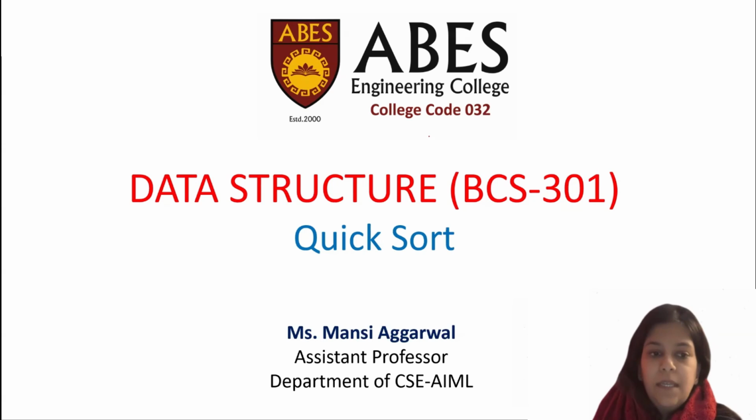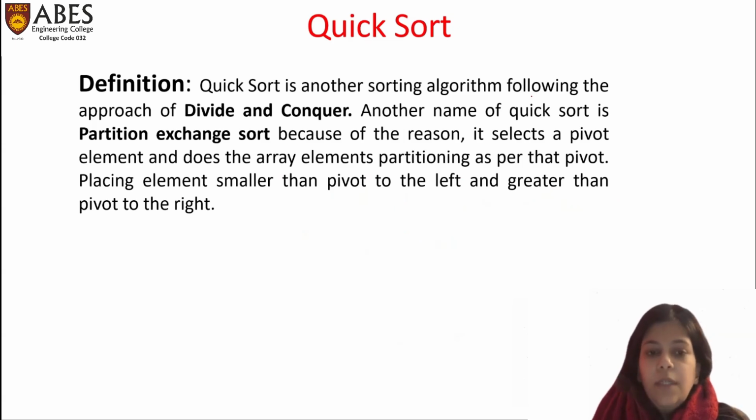So today we will be discussing our next topic of data structure, that is quicksort algorithm. So quicksort is another sorting algorithm following the approach of divide and conquer. Another name of quicksort is partition exchange sort because it selects a pivot element and does the array elements partitioning as per that pivot, placing elements which are smaller than the pivot element to the left and greater than the pivot element to the right.